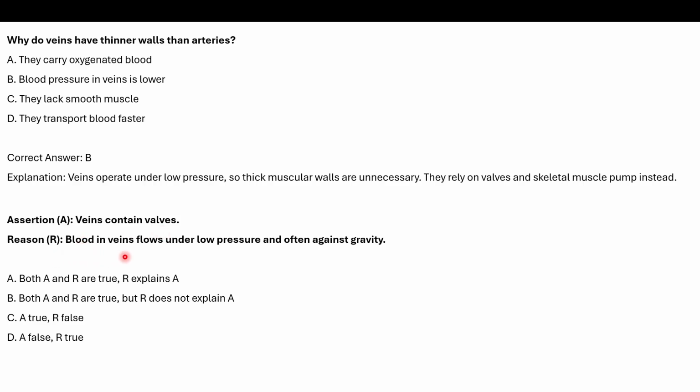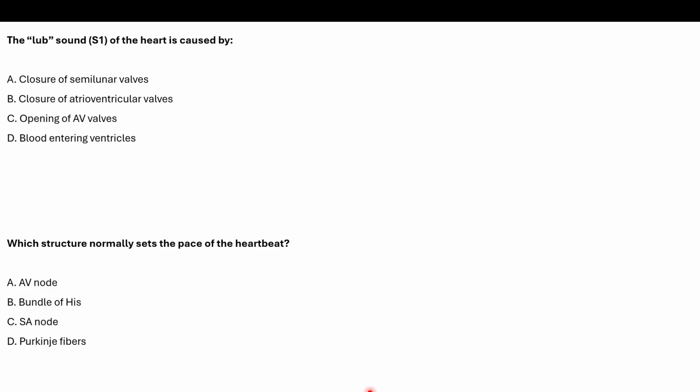and the second statement, blood in veins flows under low pressure and often against gravity. So the correct answer, I mean, both the statements are correct. And eventually, the second statement is kind of explaining the first statement as well. So why? Because there are valves in veins, which help in preventing the backflow because they usually work under low pressure and often against gravity. So the valves are really essential in this case due to low pressure and gravity effects.